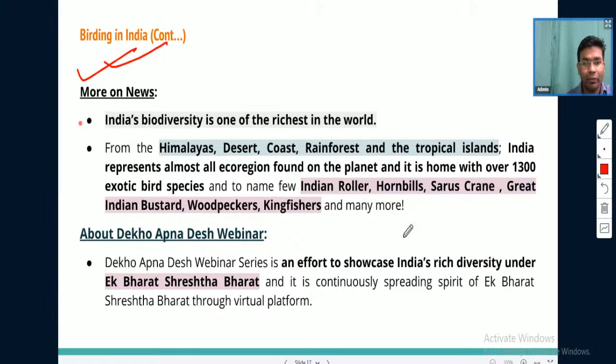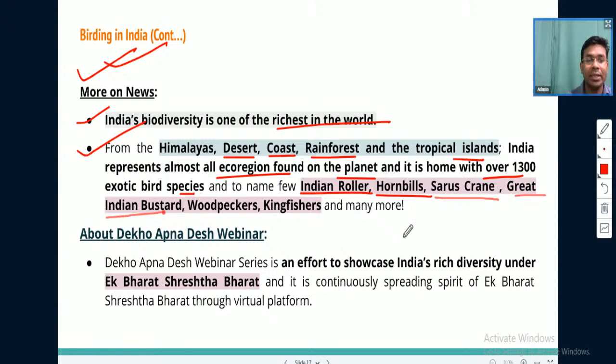India's biodiversity is one of the richest in the world. From the Himalayas, deserts, coasts, rainforests, and tropical islands, India represents almost all ecoregions found on the planet, and it is home to over 1300 exotic bird species. A few of them are the Indian roller, hornbills, Sarus crane, great Indian bustard, woodpeckers, kingfishers, and many more.